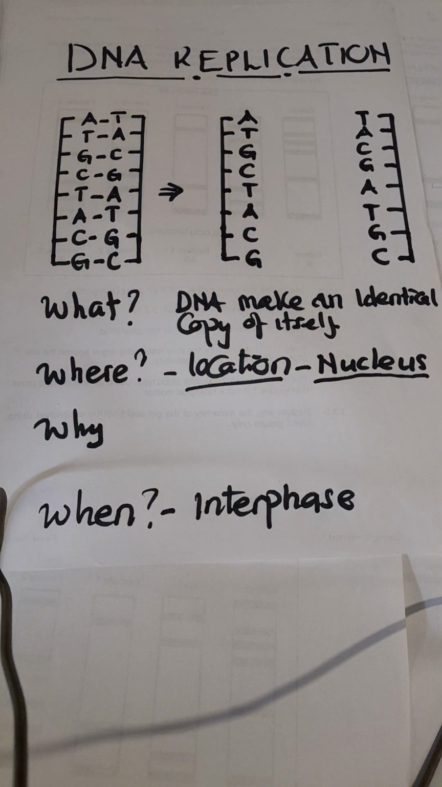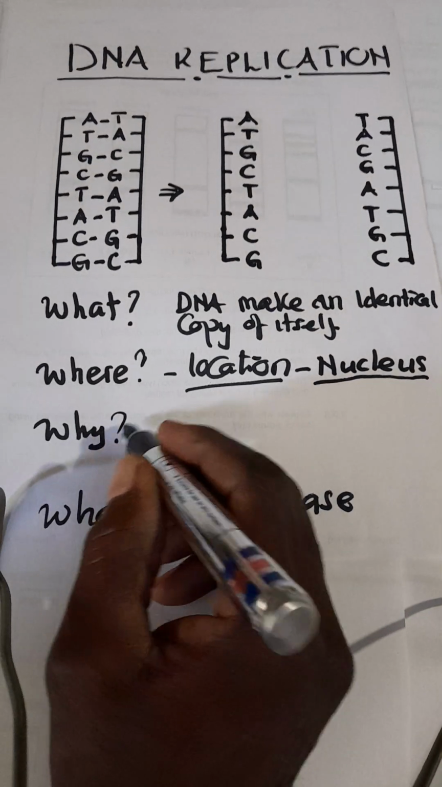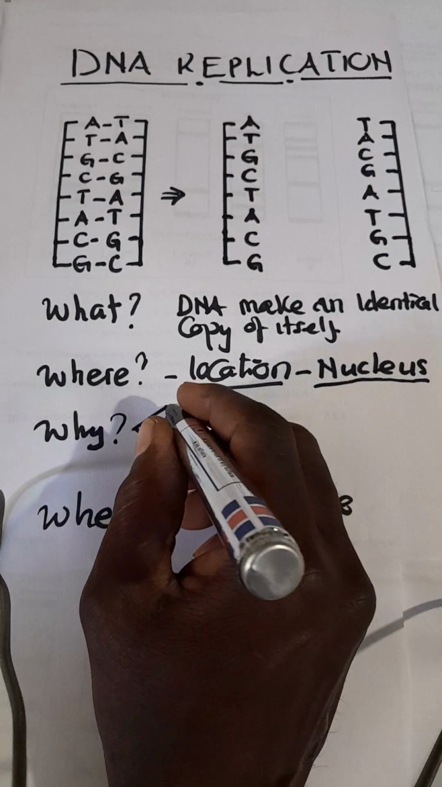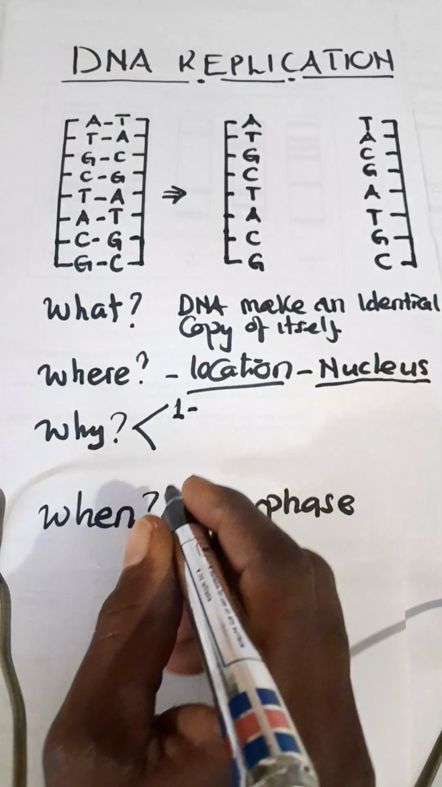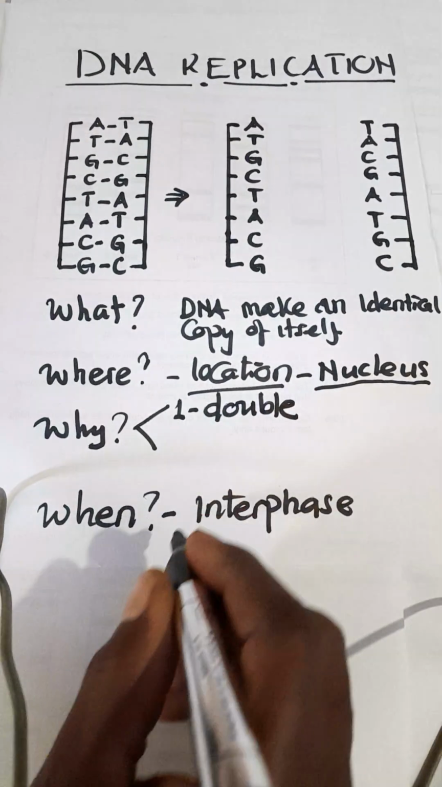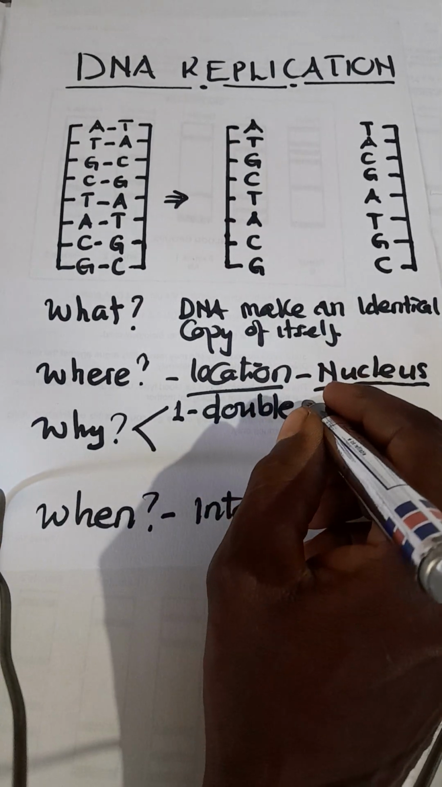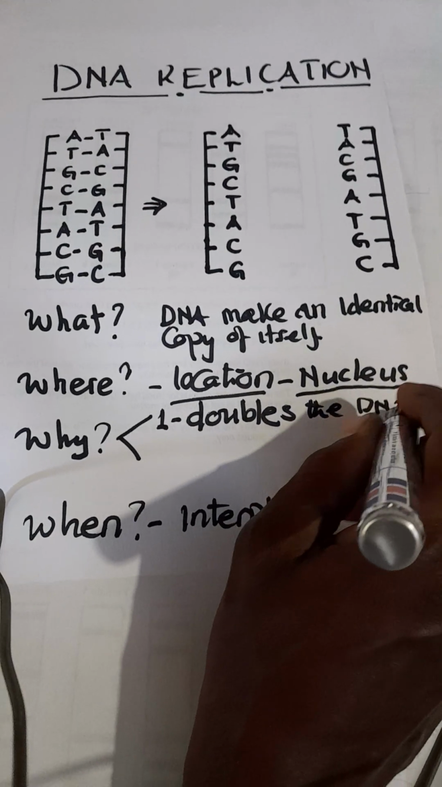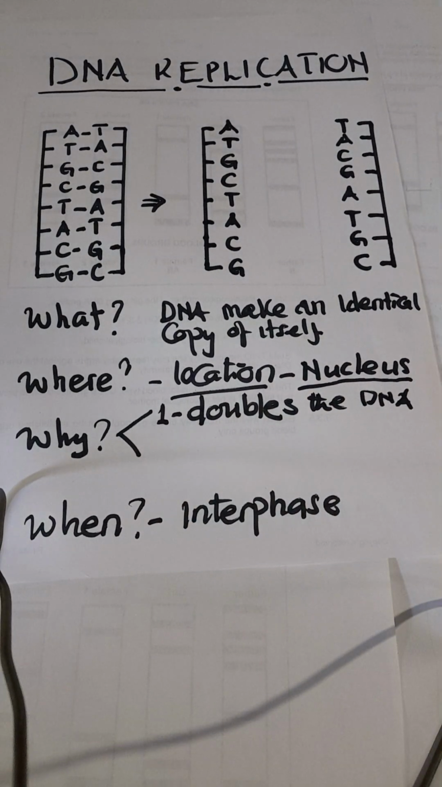Now here's the last portion that is remaining. Why does DNA have to make an identical copy of itself? There are two reasons why DNA has to make an identical copy of itself. First, or one, is that DNA makes an identical copy of itself so that it is doubled. So DNA replication doubles the DNA. That's number one reason.